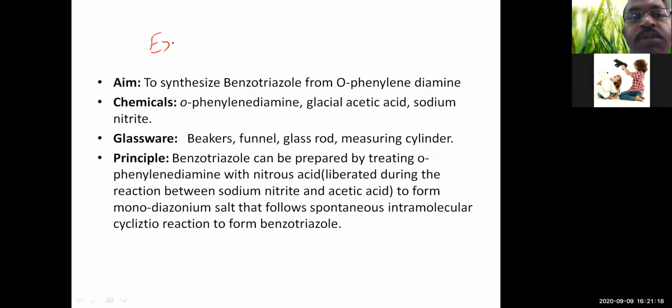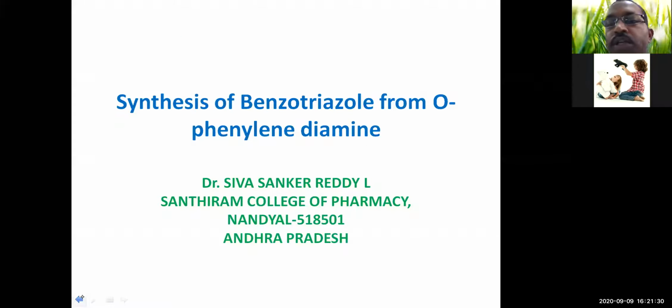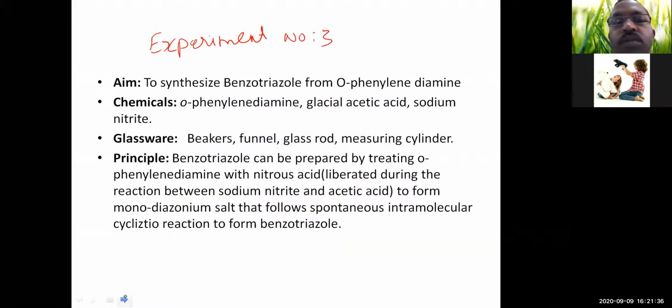So experiment number 3. This is the synthesis of benzotriazole from O-phenylene diamine. And the aim of the experiment is to synthesize benzotriazole from O-phenylene diamine, ortho-phenylene diamine. It is also called ortho-phenylene diamine.